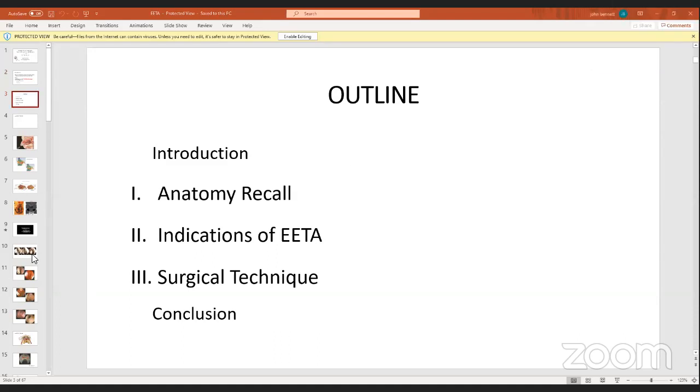So my first chapter will be about anatomy, just a brief recall of what is essential for neurosurgery. After that, I will go to the indication, and I will take much longer time to explain the technique, the way I do it. Okay, before concluding.